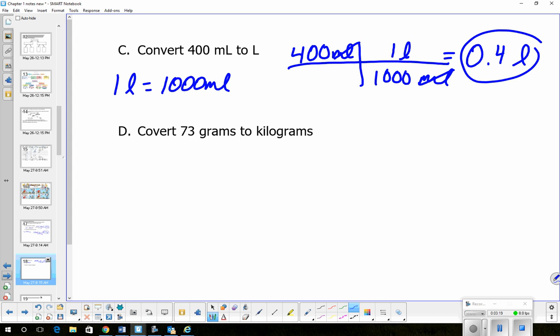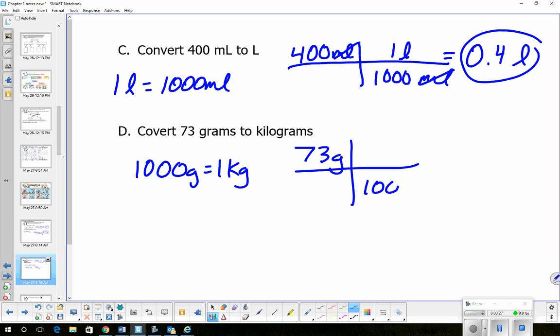We have, 1,000 grams is equal to 1 kilogram. So 73 grams, 1,000 grams, 1 kilogram. Grams go out, 0.073. Did I do that right? And then the unit would be kilograms.